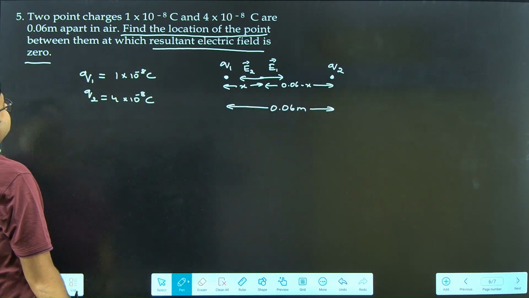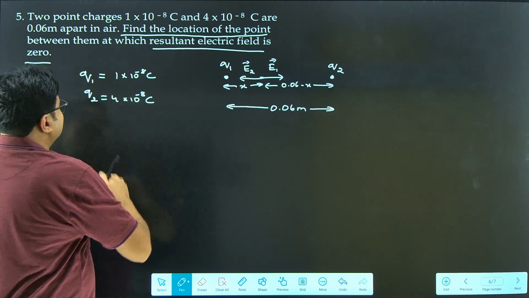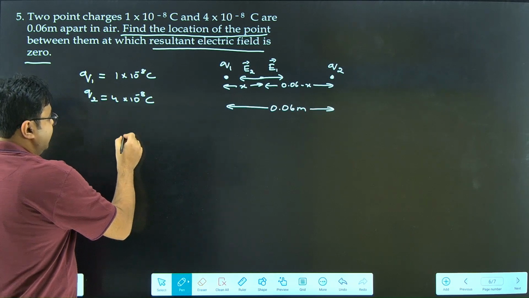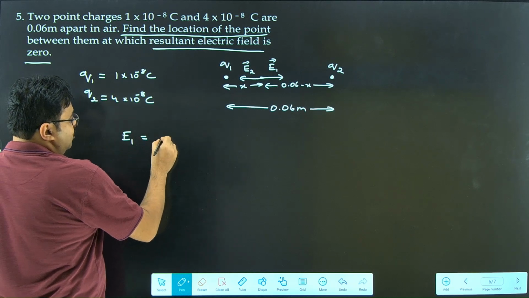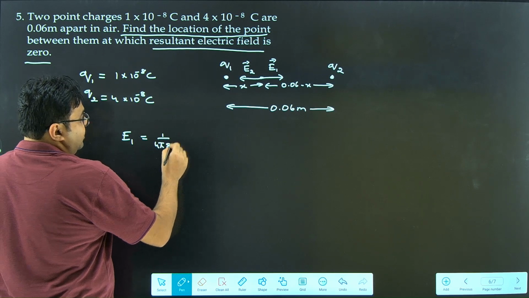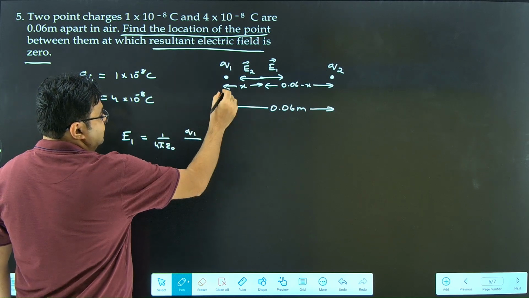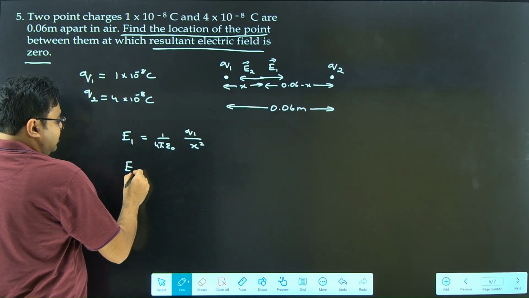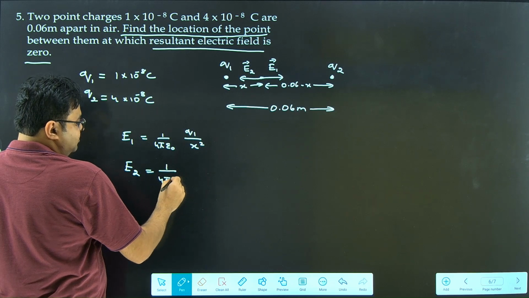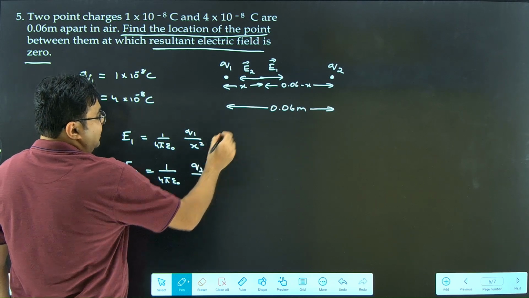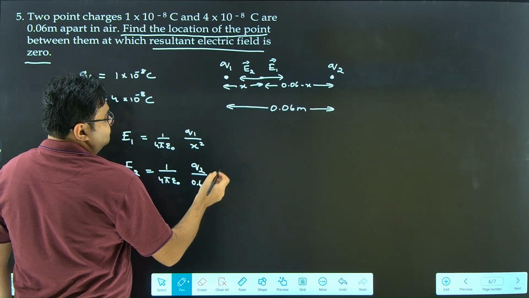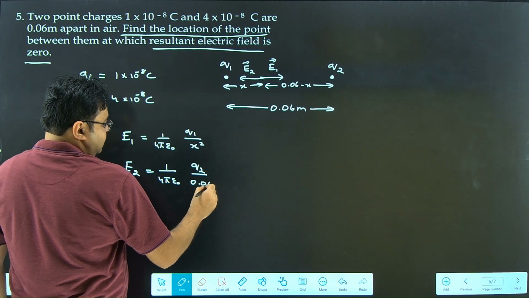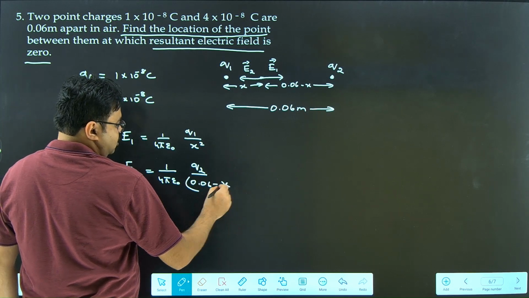Okay. Well, when that is the case, you can now figure out each electric field E1 and E2. E1, my dear friends, would become equal to 1 divided by 4 pi epsilon naught Q1 divided by the square of the distance to the point. Square of the distance is x square. And what is E2? E2 is 1 divided by 4 pi epsilon naught Q2 divided by 0.06 minus x the whole square.